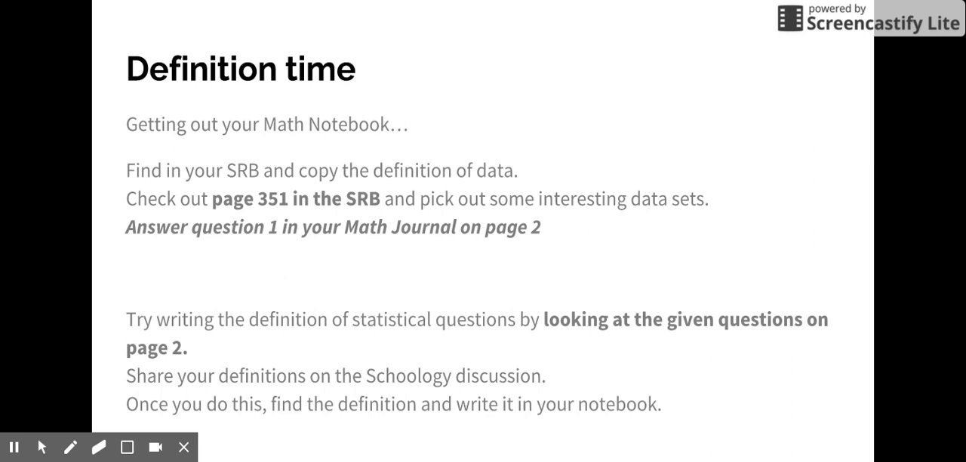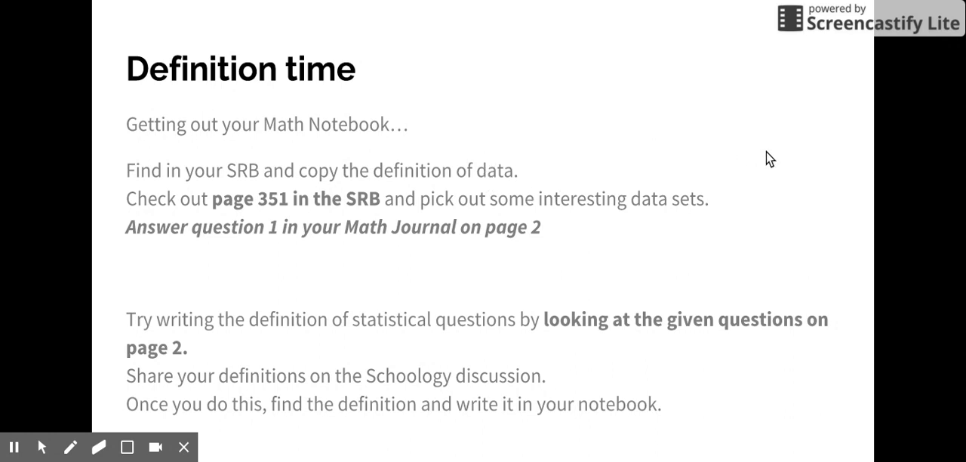All right, so now it's all about definitions. As we go through the school year, you are going to find that there's a lot of vocab in math. Vocabulary is not just in ELA. It's also in math, science, anywhere. So we're going to keep a math notebook, like I said before. So I want you to get that out, and you're going to find in your SRB and copy the definition of the word data.